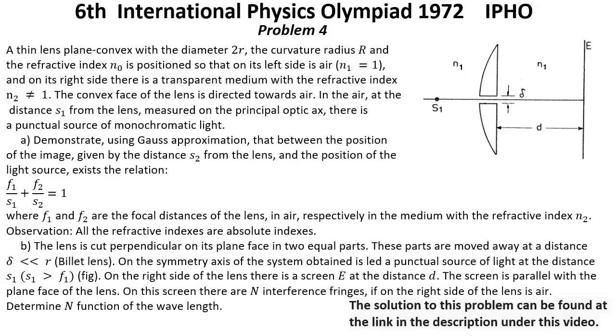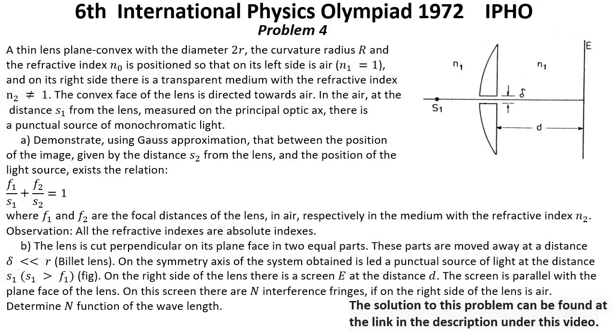Question A. Demonstrate using the Gauss approximation that between the position of the image given by the distance s2 from the lens and the position of the light source exists the relation f1 over s1 plus f2 over s2 equal to 1, where f1 and f2 are the focal distances of the lens in air, respectively, in the medium with the refractive index n2. Observation. All the refractive indexes are absolute indexes.